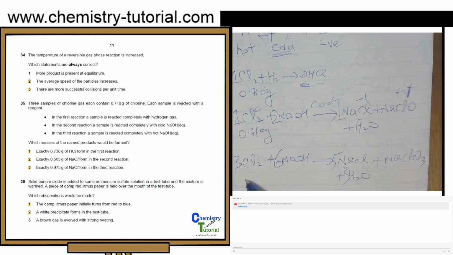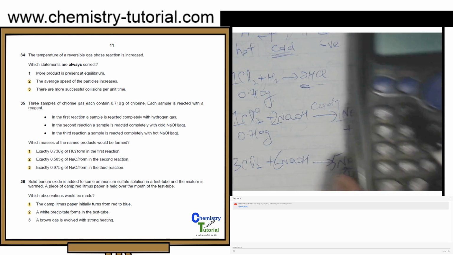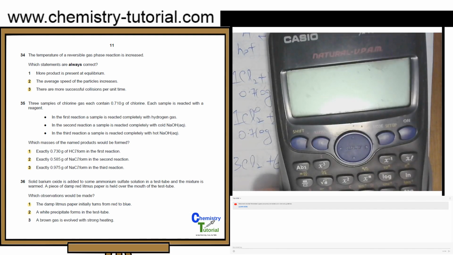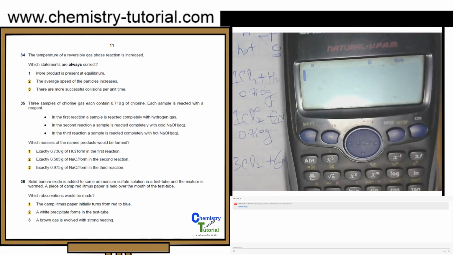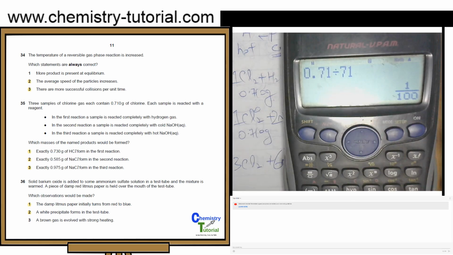So now what we have is to find the number of moles of Cl2, but because it's a 3:5 ratio, we need to multiply by the appropriate coefficients to get the actual moles of NaCl. Multiply by the MR of NaCl, you get a mass, and it turns out to be 0.975 grams. Let me just do this using a calculator to show how it works. Now, 0.71 divided by the MR of chlorine, which is 71, because 35.5 times 2. So this is what we have.